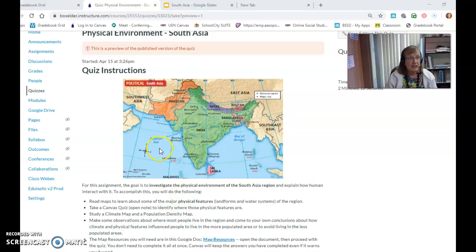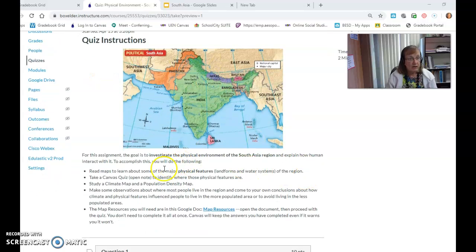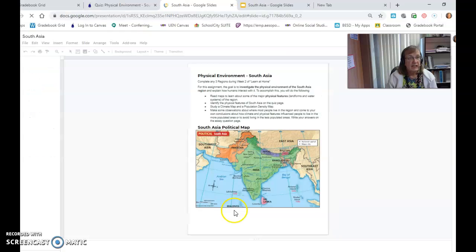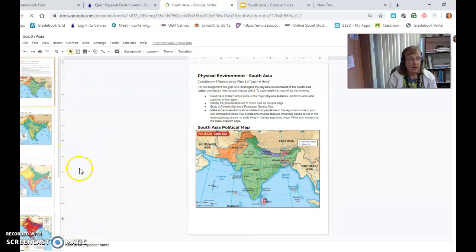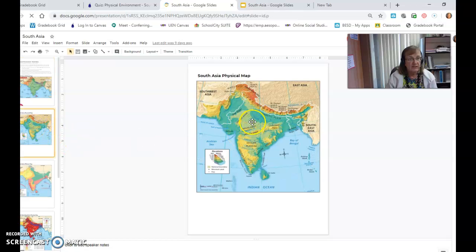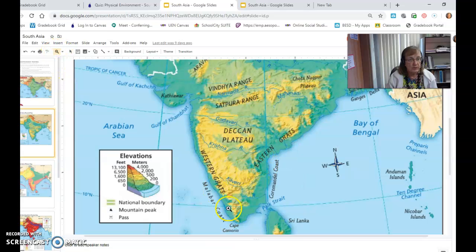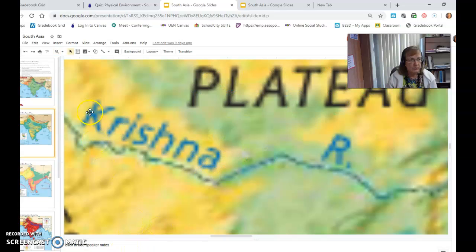So first of all, as you open up the quiz, on the quiz instructions, reading all of those would be great, but especially the map resources you will need are in this Google Doc map resources. If you click there, it'll open up a document that has all of the maps that are in the quiz. The one you most want for this is the physical map. And then I would make it 200% so you can have it nice and large and be able to zoom around on it. Oops, I went too far.